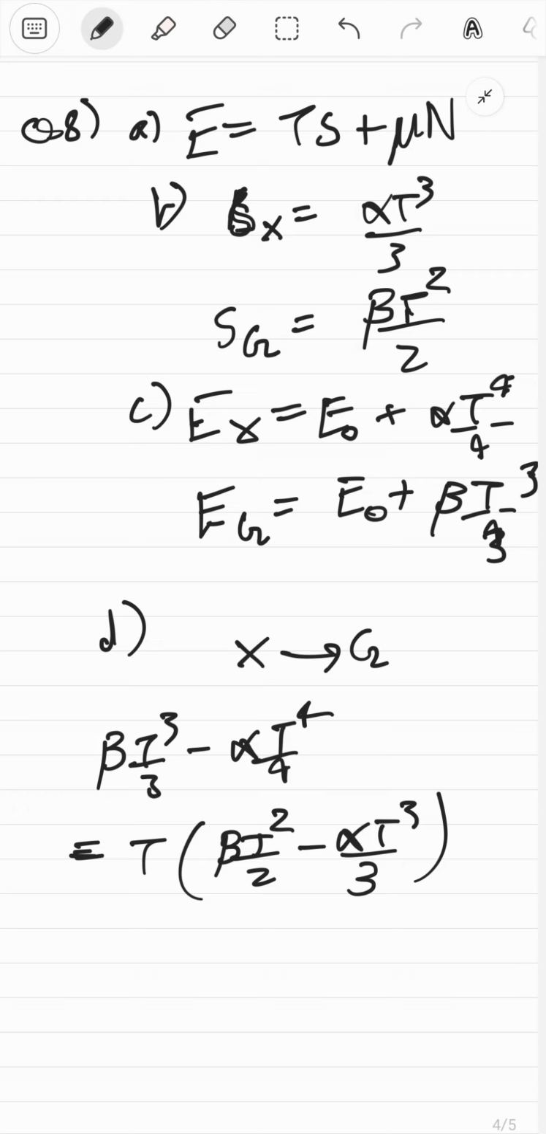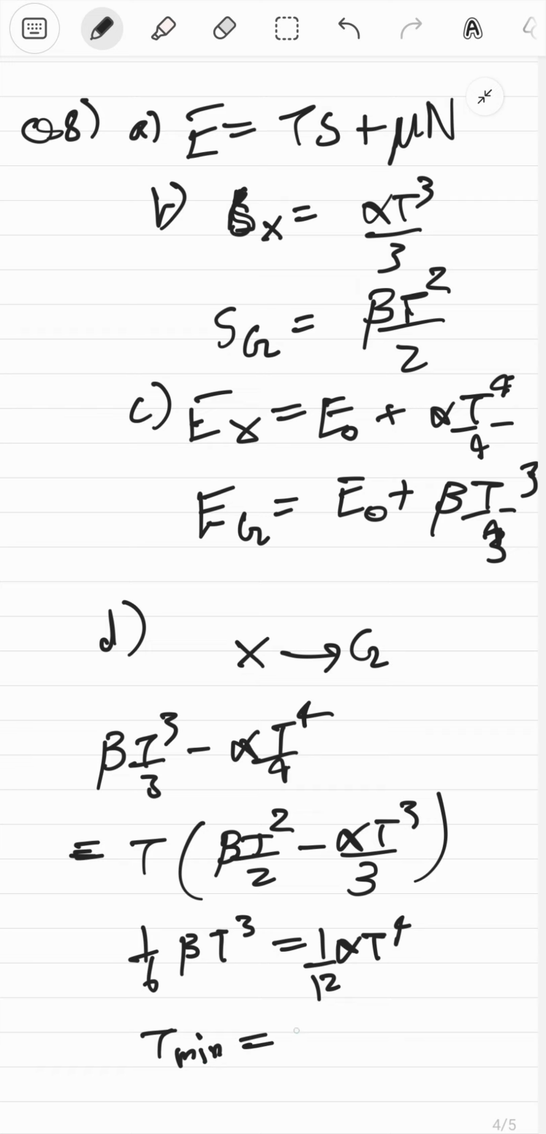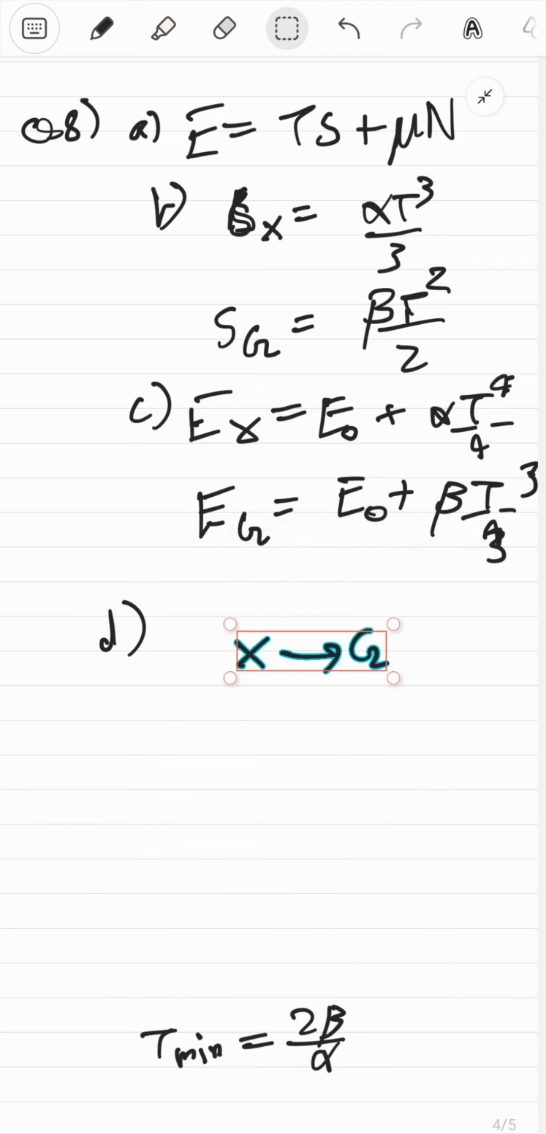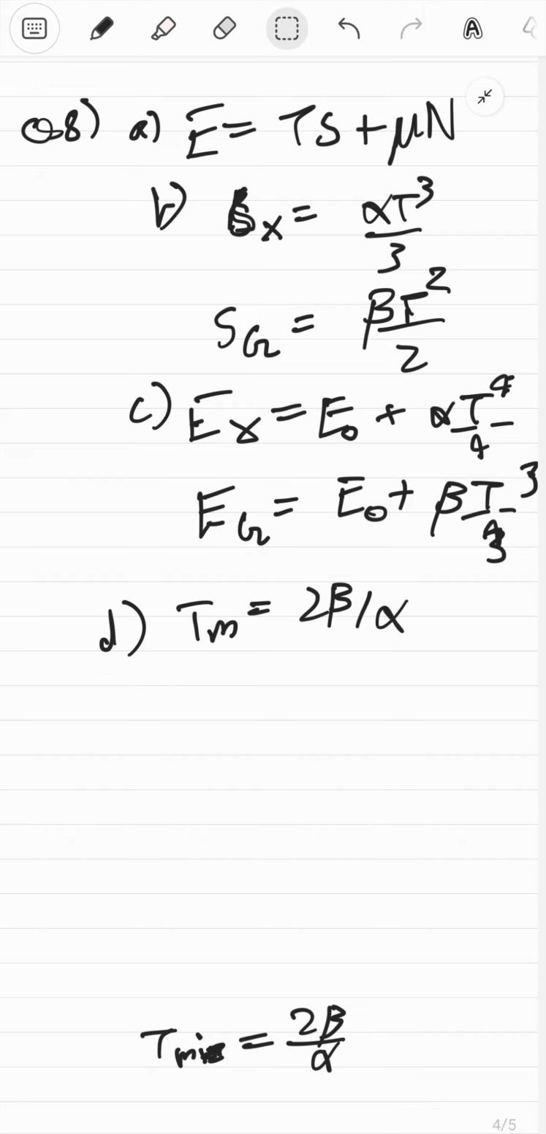So just let that go over there. Just get 1 by 2 minus 1 by 3, which is 1 by 6. So 1 by 6 beta T power 3 is equal to 1 by 12 alpha T power 4. Just get T is equal to 2 beta upon alpha. That is the equation that you should be using. Not T minimum, it's T melting. There's no minimum. It's 2 beta upon alpha. The only minimum is 0 kelvins, which is not what we want to deal with.